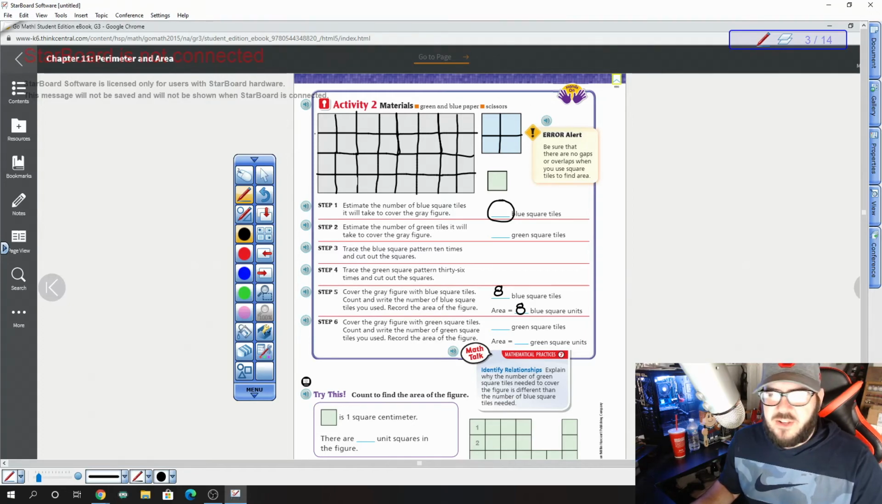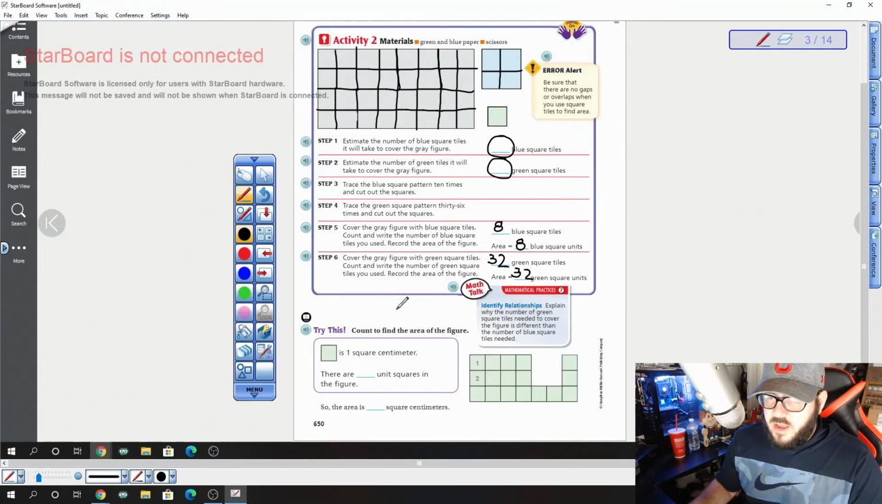And we went from 8 shapes, 8 square units, to multiplying those times 4. So 8 times 4 will help give you my answer, or I can count it if I want. Okay, but we do have 4 rows, 1, 2, 3, 4. 1, 2, 3, 4, 5, 6, 7, 8. So 8 times 4 gives me 32 square units. So go ahead again and compare that to what your guess was for your green square tiles. And there's our answer. Okay?